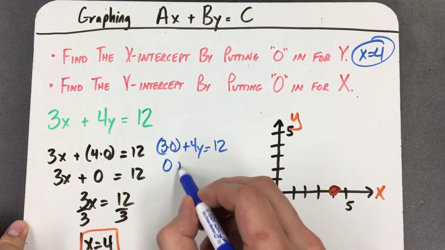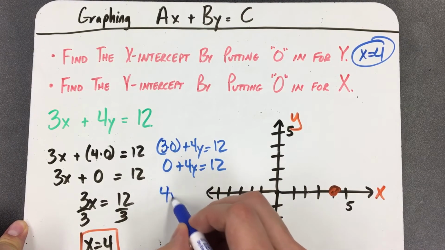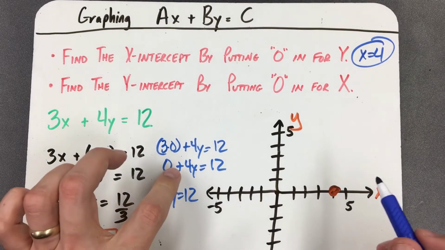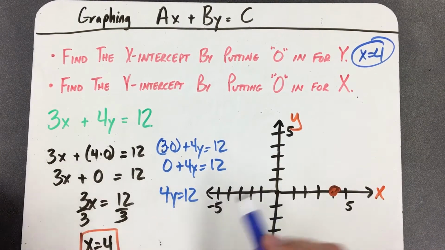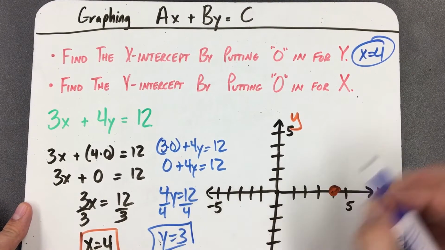Look what I have. I have 0 plus 4y equals 12. That is basically the same thing as just saying 4y equals 12, right? No one needs to have plus 0. That doesn't do any good. 4 times something equals 12. We all know that in our head. That's obviously 3. And so this one has a y-intercept of 3.